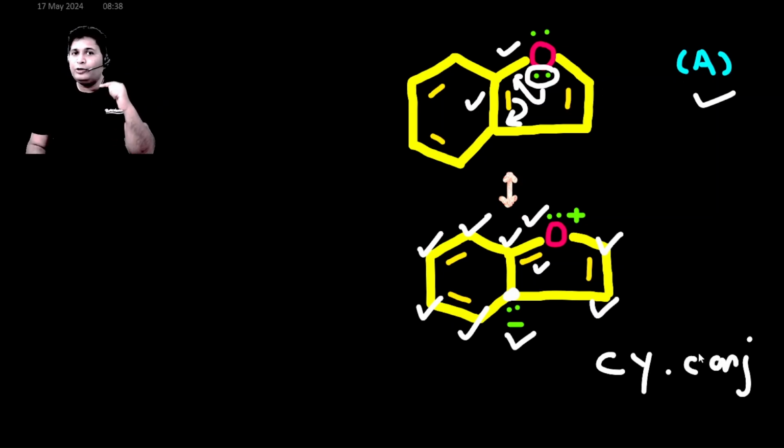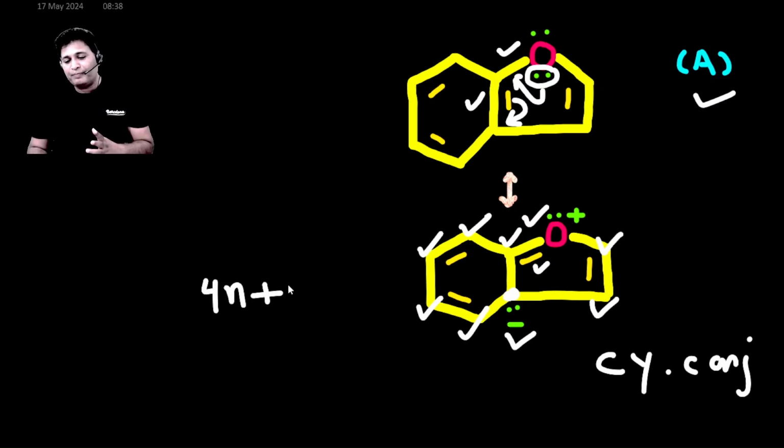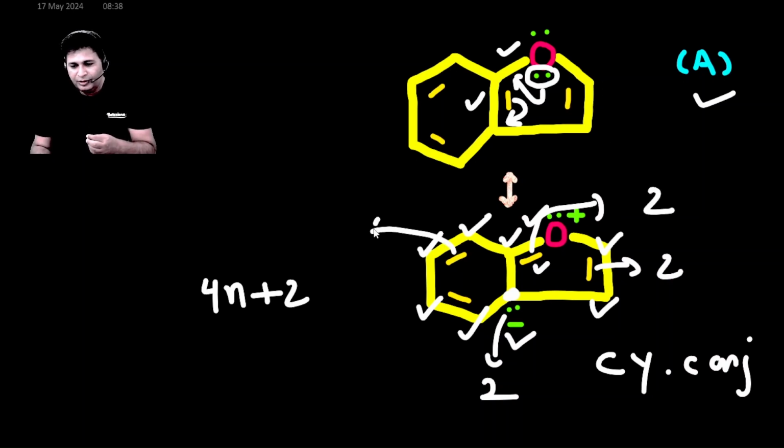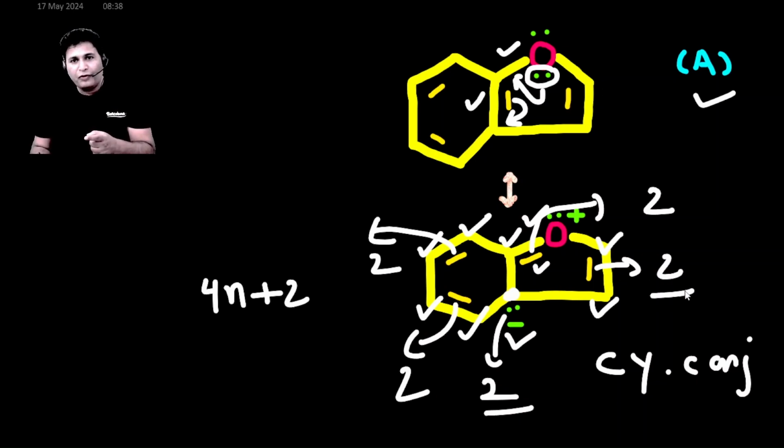And let us try to find the total number of pi electrons involved, because as you can understand, the 4n plus 2 pi electron rule should also be followed. So if you try to add all the electrons, 2 electrons coming from the lone pair, and the pi electrons, 2 from here, 2 from here, 2 from here, and 2 from here. If you count all, 2, 4, 6, 8 and 10. Now in the cyclic conjugation you have 10 pi electrons.